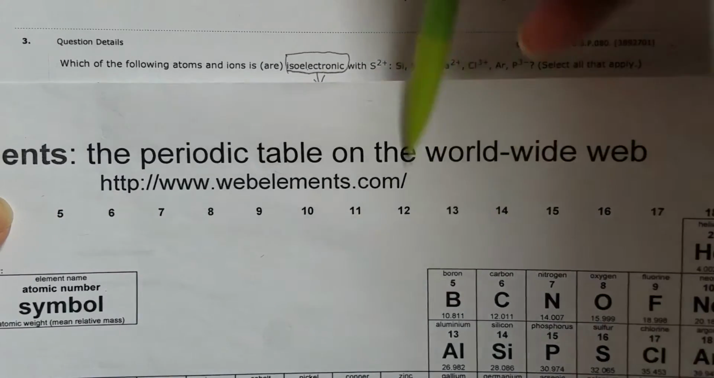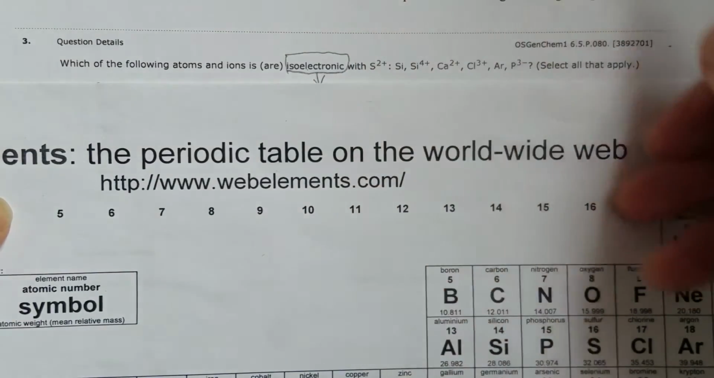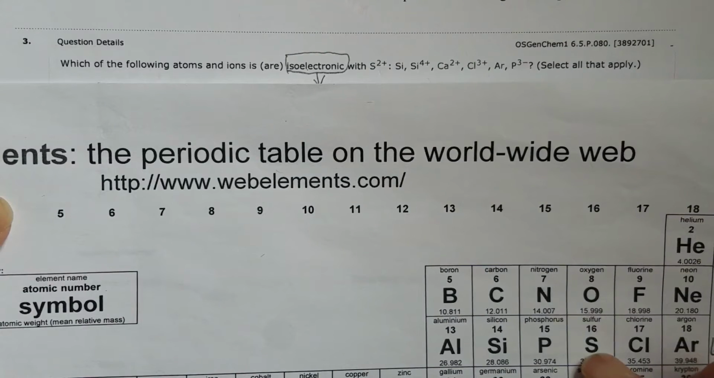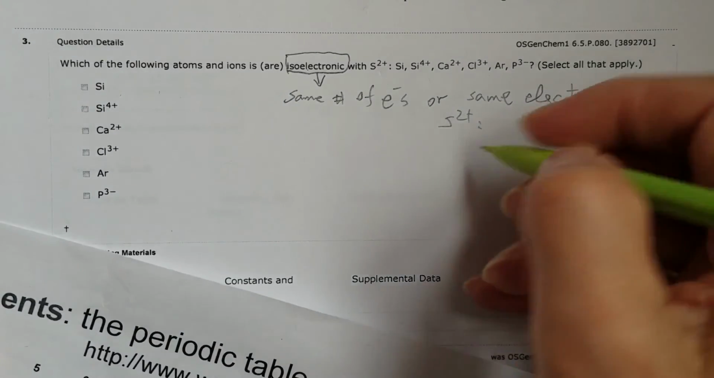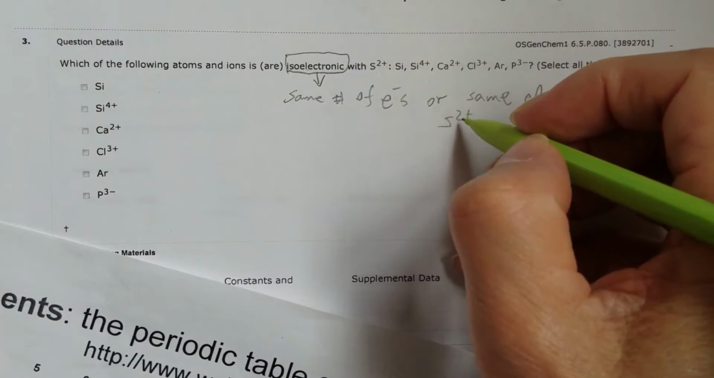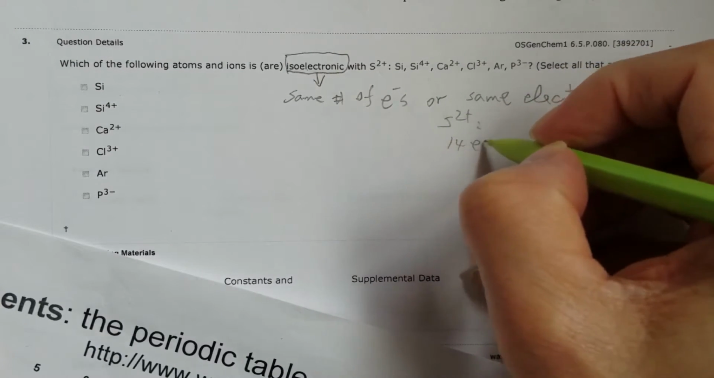First, let's try to find out just the sulfur. The atomic number of sulfur is 16. Then 2+ means lost 2 electrons. That should be 14. So therefore, the total number of electrons for S2+, we should have 14 electrons.